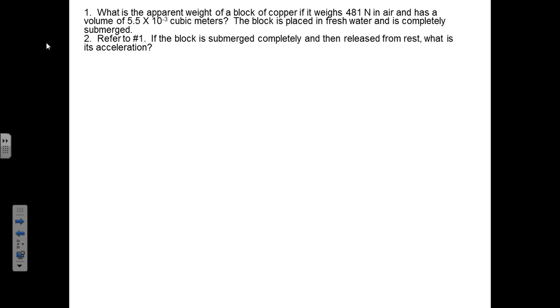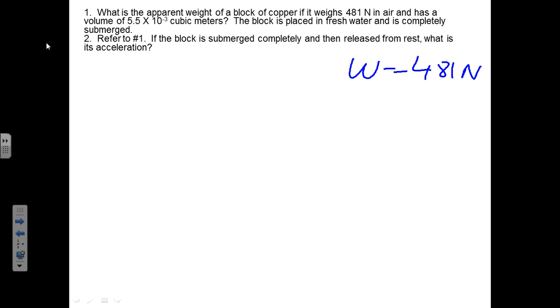Alright guys, so one of the problems that you've got to know how to do is how to find the apparent weight of an object if it's submerged in some kind of fluid. In this particular problem, we want to know the apparent weight of a block of copper if its real weight is 481 newtons and it has a volume of 5.5 times 10 to the minus 3 cubic meters. We're putting the block in fresh water and it's completely submerged.